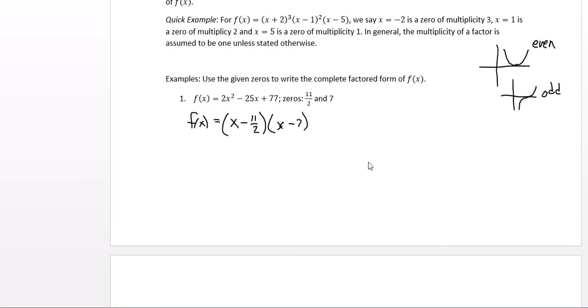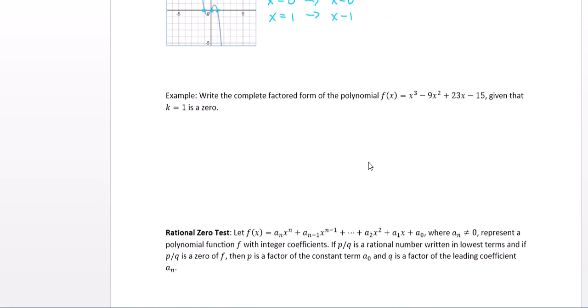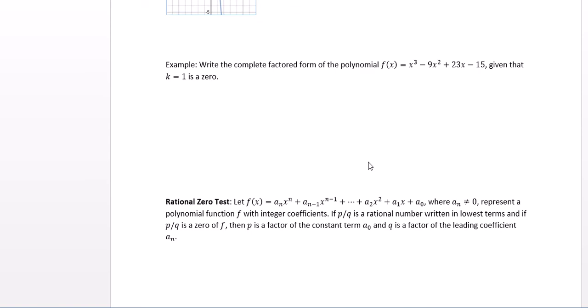All right, so don't forget to pay attention to that leading coefficient. Scroll back down here slowly. Okay, but what if we don't know the zeros? What if we don't have a graph? Maybe I don't have my calculator with me, or whatever it might be at the time. If I know that k equals 1 is a 0 of this polynomial, then I can use synthetic division.